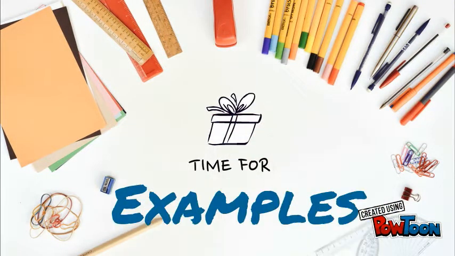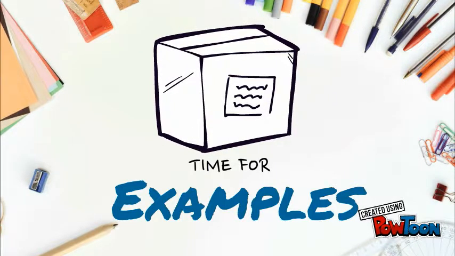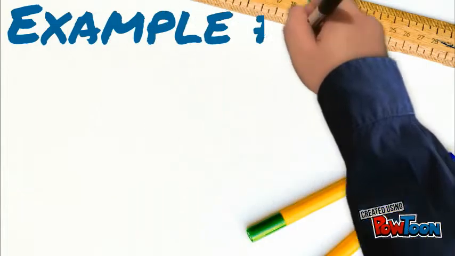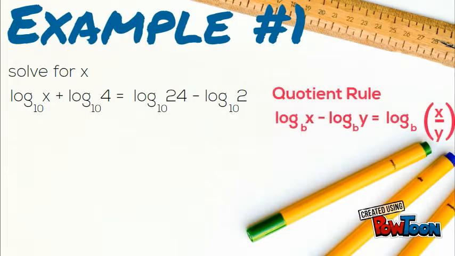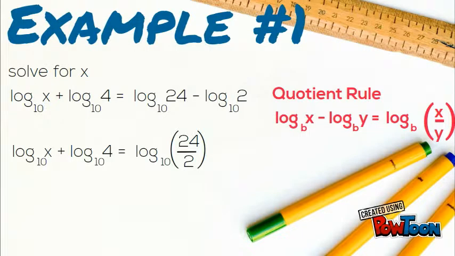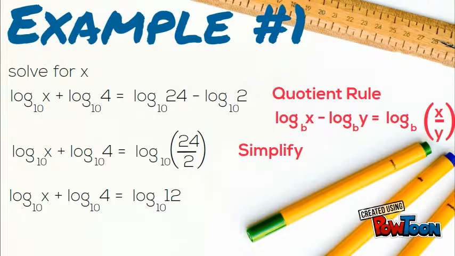So now that we've learned our properties, I think it's time for some examples. Okay, example 1, we're going to start off by solving for x. We have log base 10 of x plus log base 10 of 4 equals log base 10 of 24 minus log base 10 of 2. We're going to use our quotient rule that we learned earlier, and we're going to have 24 divided by 2. When we simplify it, we end up with log base 10 of 12.